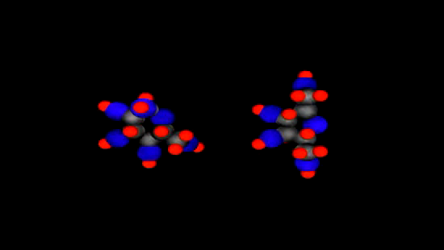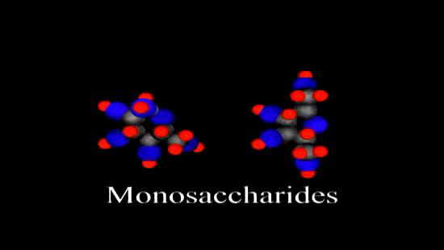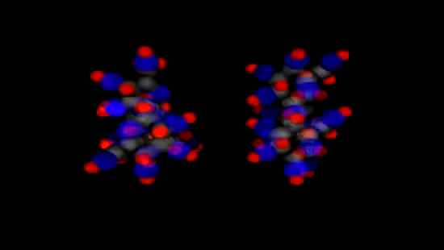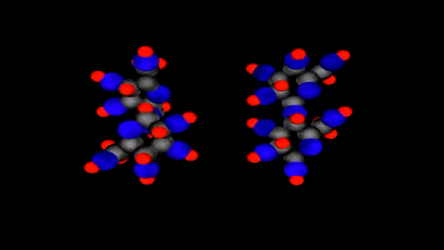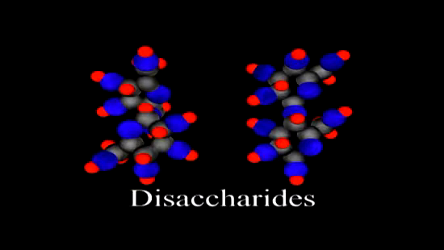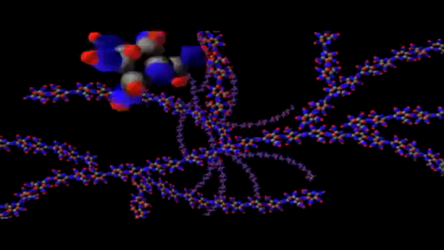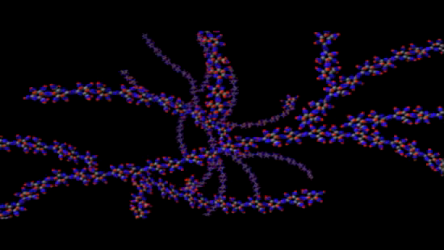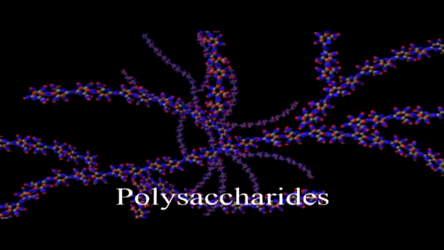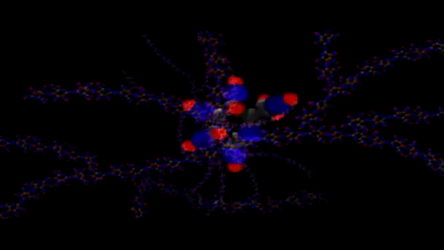Carbohydrates, such as glucose or fructose, that consist of a single sugar monomer, are called monosaccharides. Sucrose, lactose, and other carbohydrates that contain 2 sugar monomers are called disaccharides. Starch, glycogen, cellulose, and other carbohydrates made out of long chains of sugars are called polysaccharides.